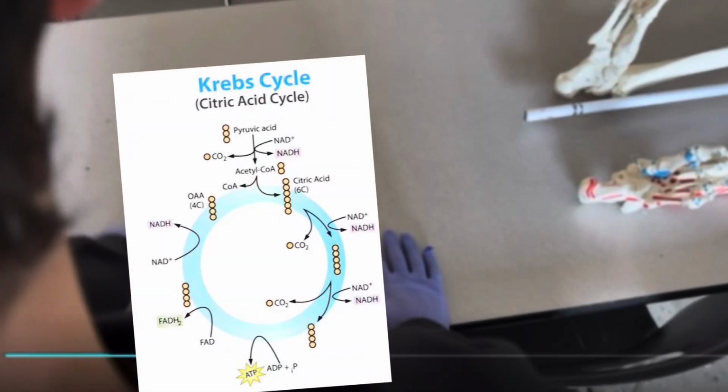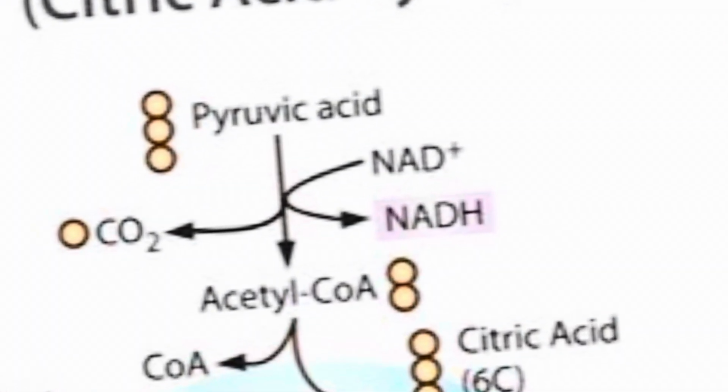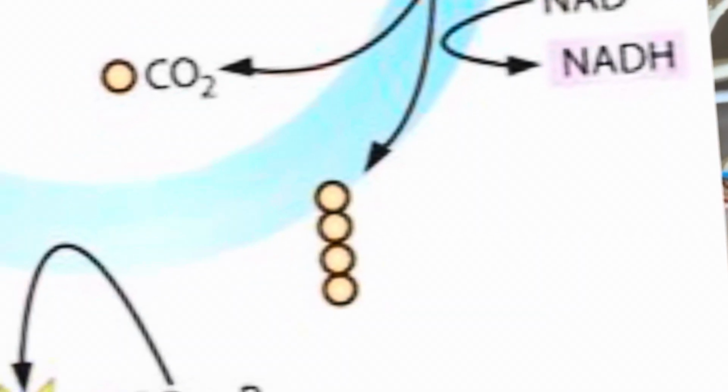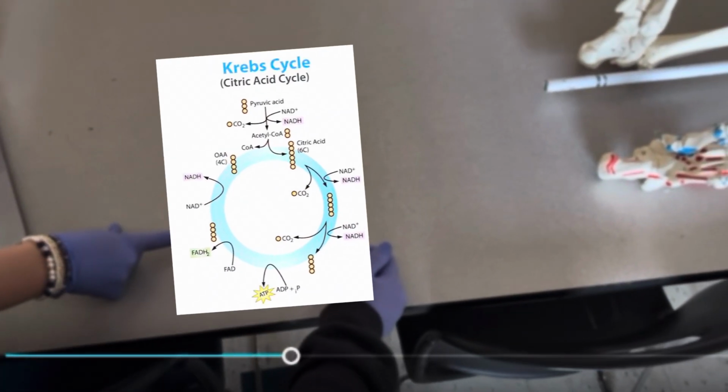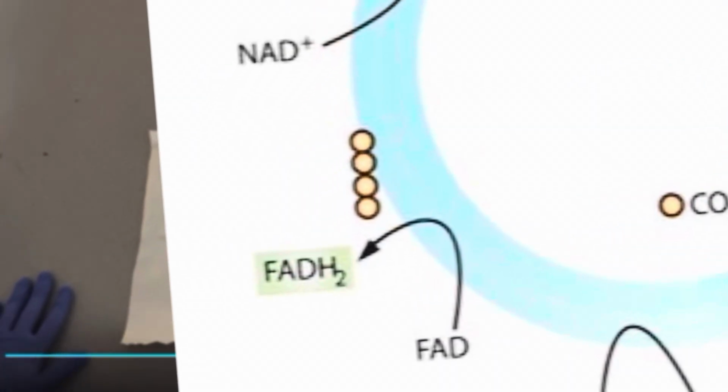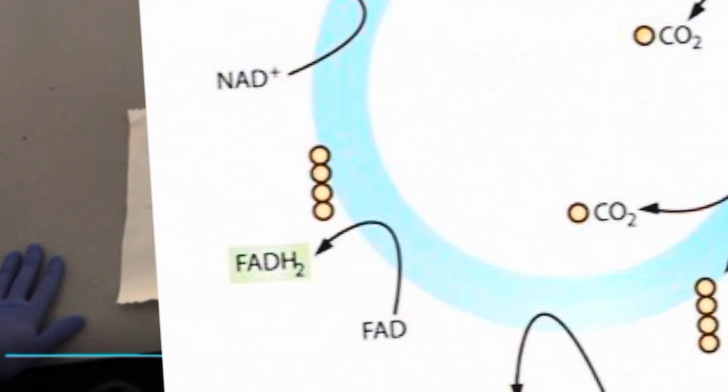Okay, the cycle starts when citric acid gets oxidized. The oxygen creates CO2 and NADH. The citric acid is now a 4-carbon compound, which then creates ATP, which is used for energy. So far, so good. Perfect. Next, the 4-carbon compound is oxidized again to create FADH2.